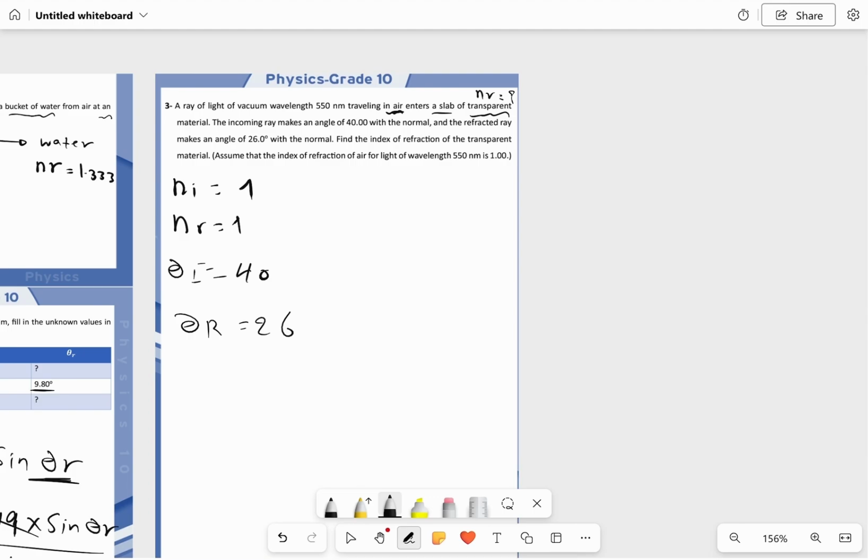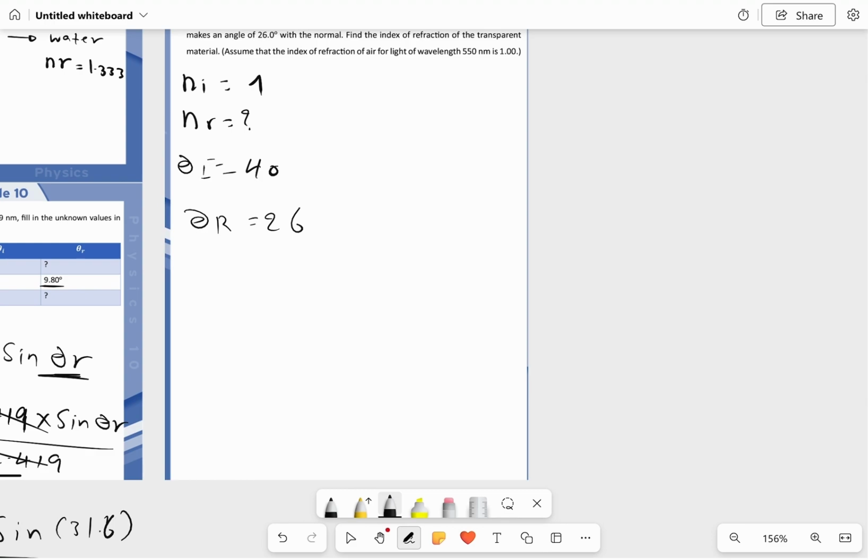Finding the refraction of the transparent material, as I told you, this NR is unknown, it's not 1. We're trying to find NR. It's pretty easy, same as the other questions. It's Ni sine theta I is equal to NR sine theta R. I'm trying to find NR this time. We have Ni, which is air, equal to 1, times sine theta I, which is 40.